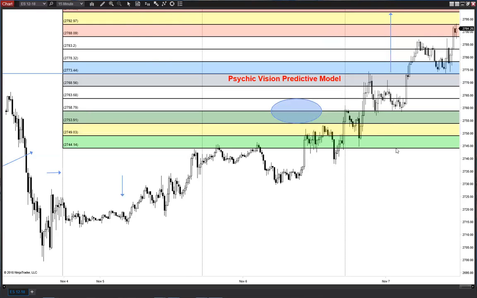And the normal low that's calculated should be this 54 area right in here. And the extreme low based on this calculation is back here at 44. 44.14 to be exact.